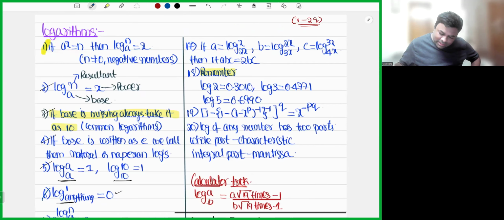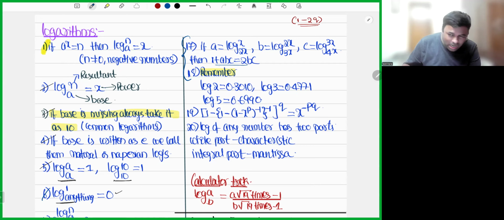Now, the 17th and 18th ones are points which you need to remember, my dear friends. The 17th one is a simple property. A is equal to log x base 2x, B is equal to log 2x base 3x, C is equal to log 3x base 4x. Then 1 plus ABC will be equal to 2BC.